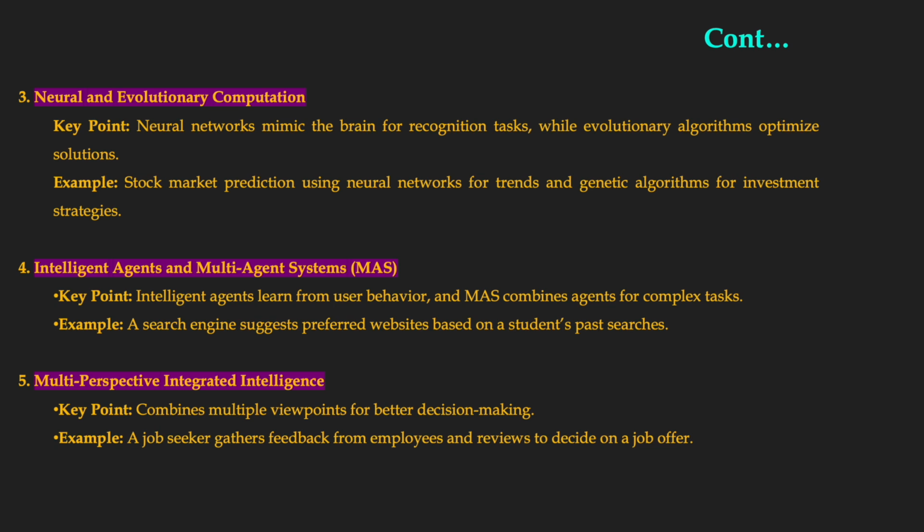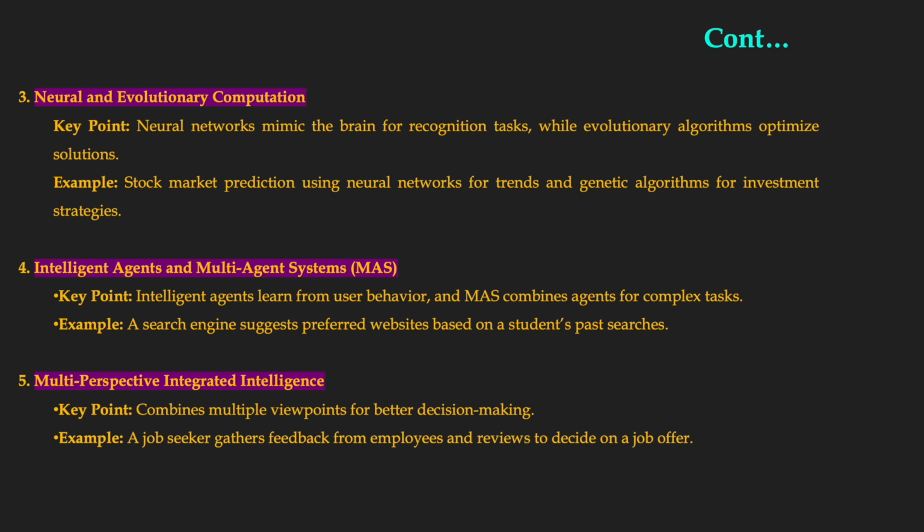And neural evolutionary computation just performs like a human brain, with reasoning and intellect. The stock market prediction is a fine instance for neural evolutionary computation. Using a neural network for trends and a genetic algorithm for investment strategies, predictions will be made, like how the human brain would be thinking.